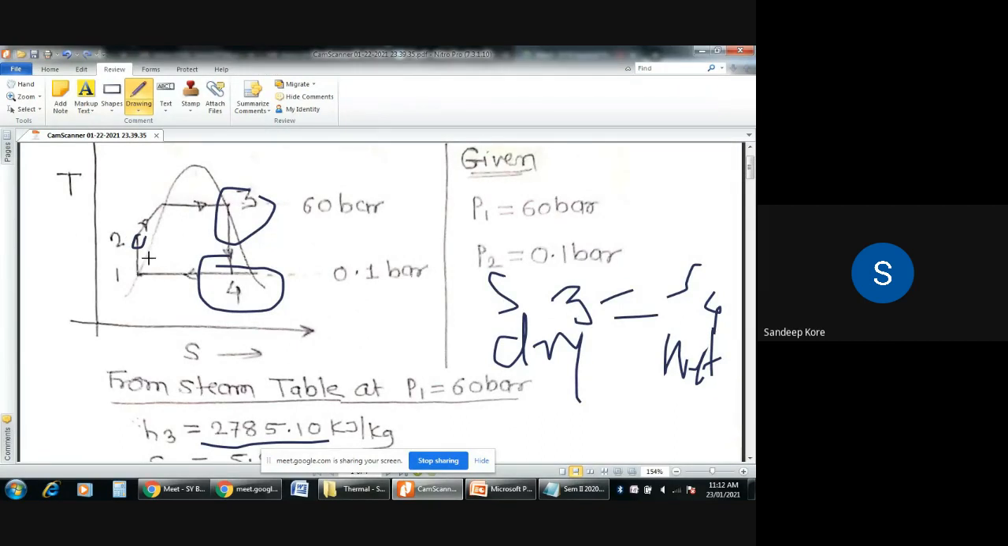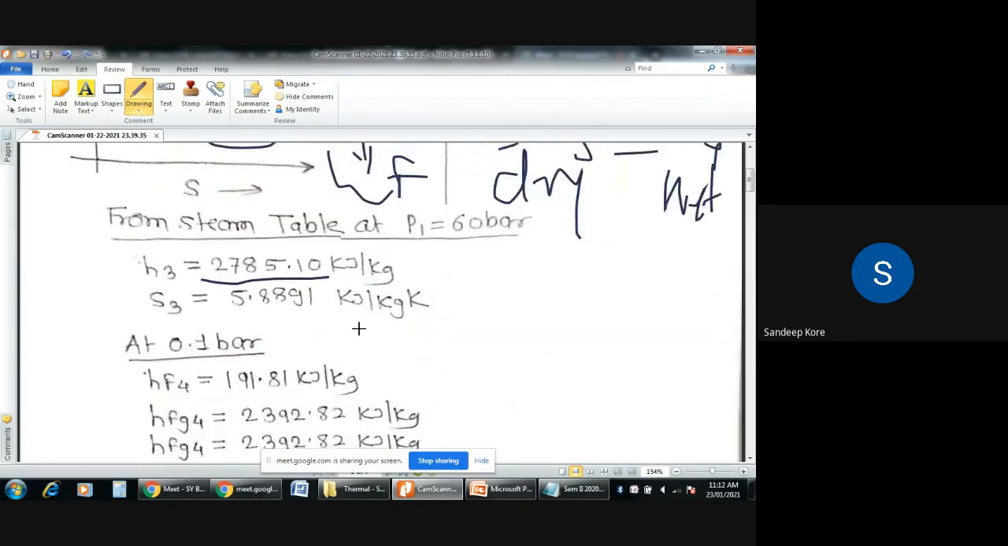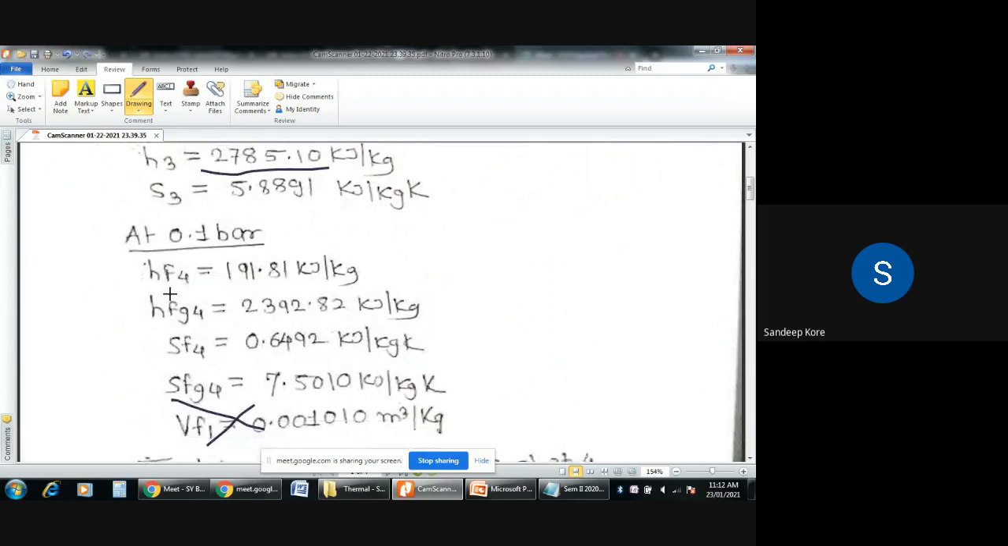Point number 2 and point number 1 we are considering as a single point. So we are supplying the water at atmospheric pressure, that we are assuming. So the water supply to the boiler is at point 1, which is at 0.1 bar. At 0.1 bar we have to find out the enthalpy of the fluid, which we have already noted. The enthalpy of fluid at 0.1 bar is 191.